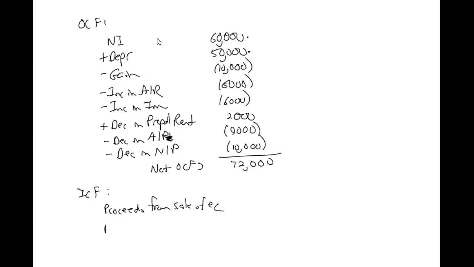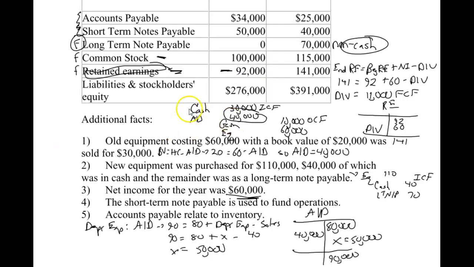All right, and then we had the purchase of equipment. Those were our only two transactions. So the proceeds from the sale of the equipment was the 30,000 that we got. If I'm just going to flip back real quick here, what we're dealing with is this journal entry right here.